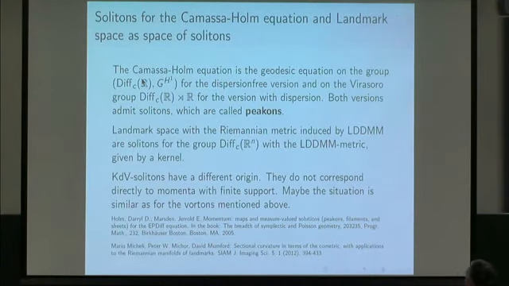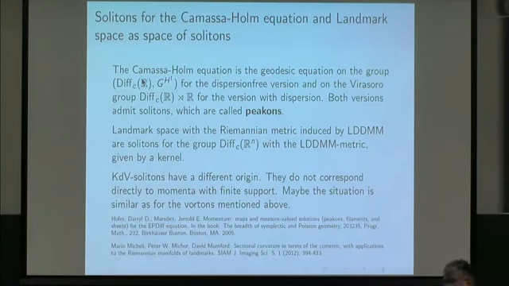So, solitons for the Camassa-Holm equation and landmark space. So landmark space is a space of solitons, and this is very clearly but in a formal way spelled out in a paper by Darryl Holm and Marsden, momentum maps and measure valued solutions. So the Camassa-Holm equation is the geodesic equation on either the group Diff(R) with the full H1 metric for the dispersion-free version, or on the Virasoro group for the version with dispersion. And both versions admit solitons which are called peakons.